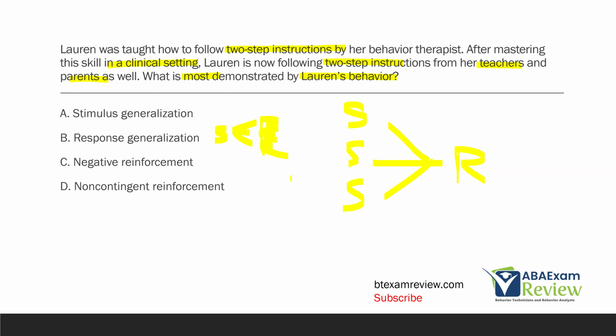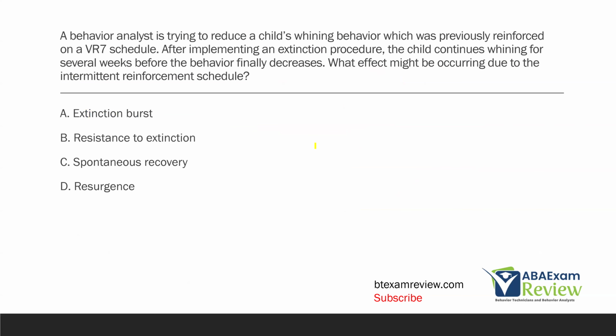Negative reinforcement, we're not necessarily looking at reinforcement, right? Because we're looking at Lauren's behavior, not necessarily a consequence. And same with non-contingent reinforcement. We're not looking at the antecedent other than who is giving the instruction, which are teachers and behavior therapists and parents. So non-contingent reinforcement isn't relevant either. What is demonstrated most by Lauren's behavior is the idea of stimulus generalization.